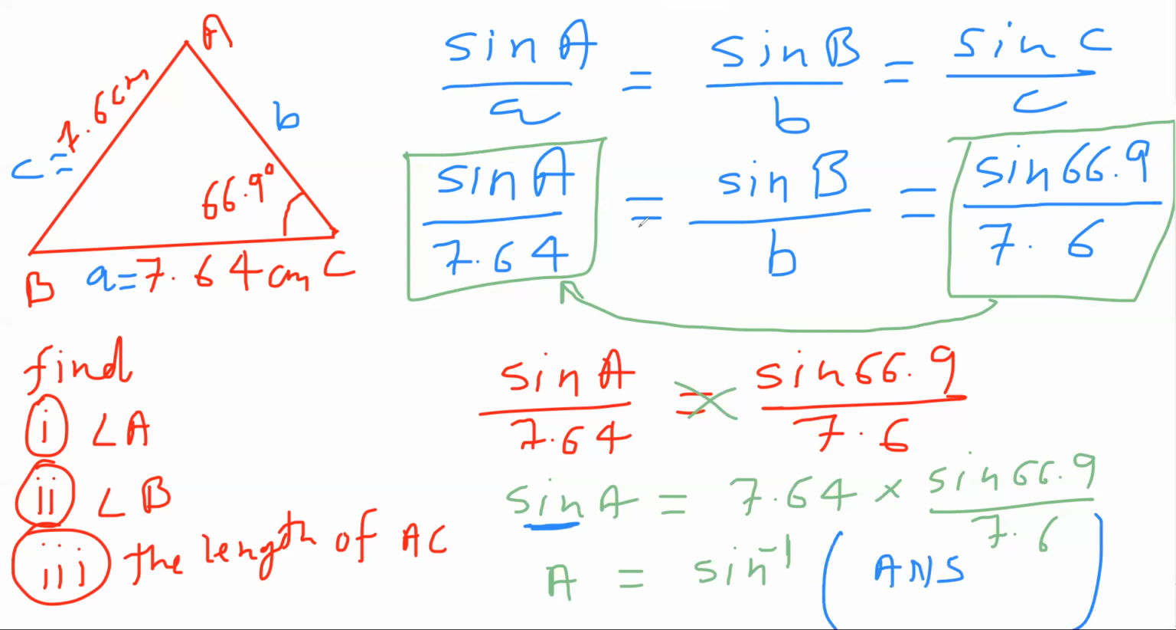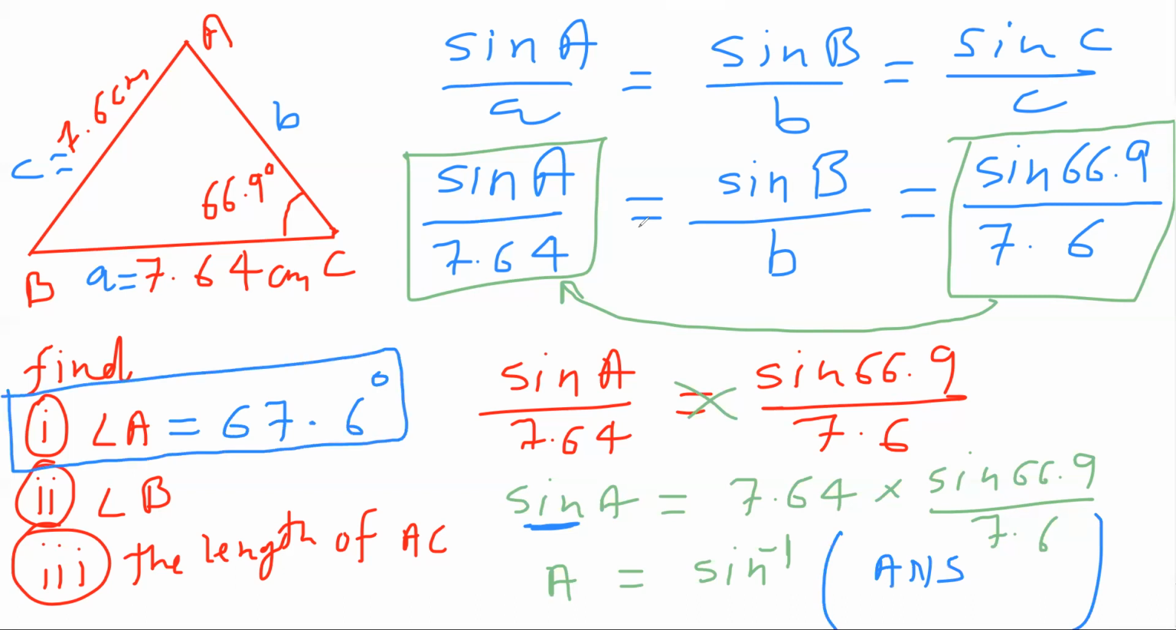Using your calculator again, just enter sine inverse of the previous answer, and you will have angle A equals 67.6 degrees. So we are already done with angle A. We have found angle A using the sine rule. And now finding B will not be difficult because we already have two angles known. So I'll go to the next page.